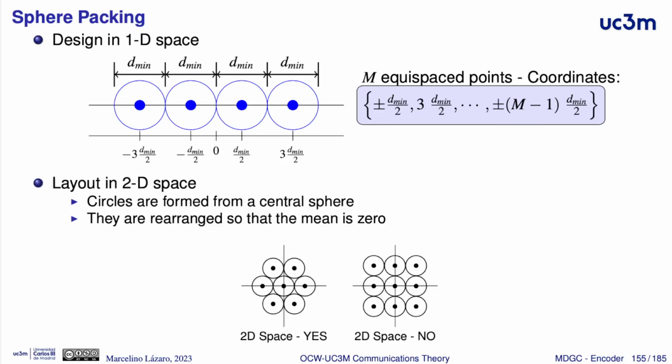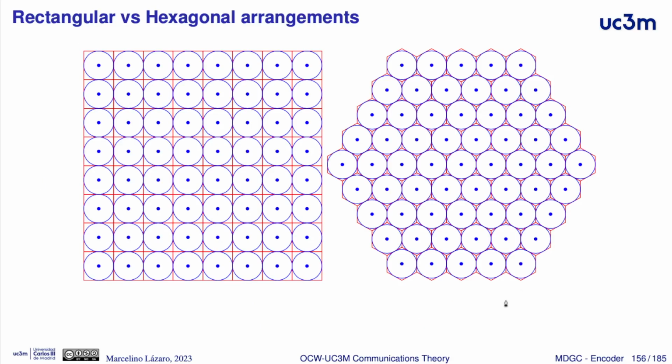In a two-dimensional space, we'll have a central sphere, and then the following spheres will be located in circles around this central sphere. This layout is much more efficient than a rectangular structure like this one. It's possible to see that this produces a hexagonal arrangement, and this hexagonal arrangement is clearly much more compact than a rectangular arrangement.